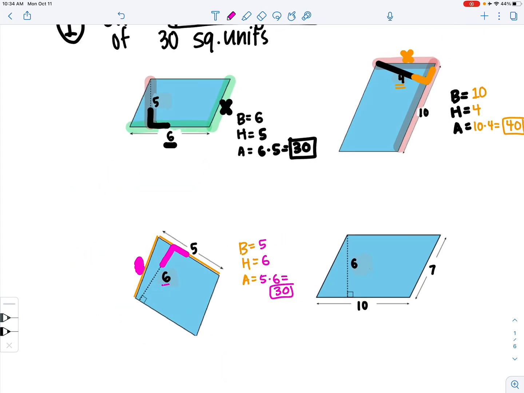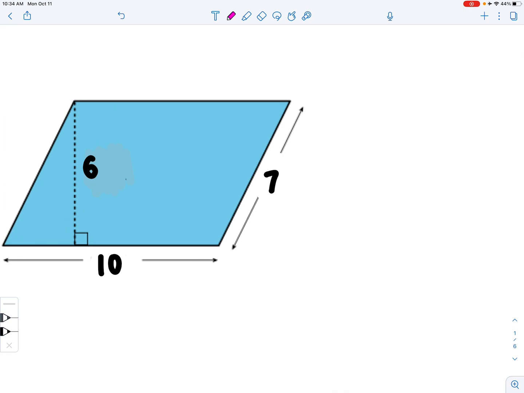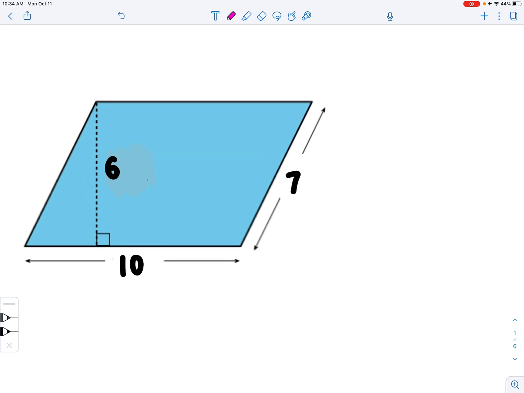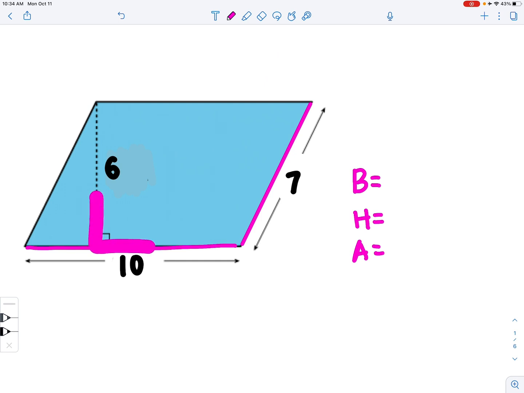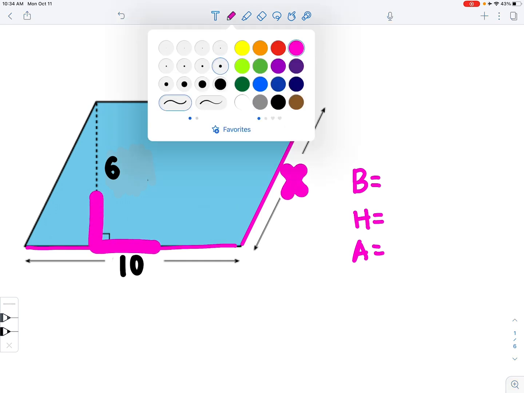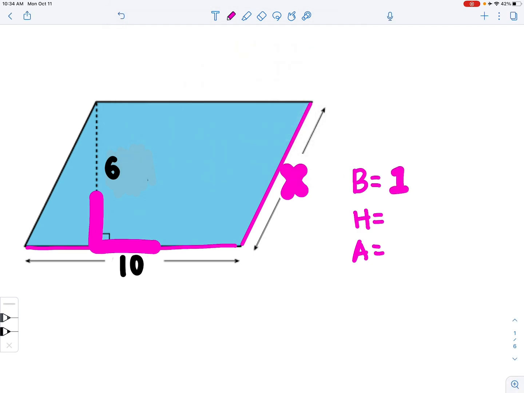All right, last one. So we need to find the base, height, and area of this parallelogram. Go ahead and pause the video and push play when you're ready. Okay, so the base could either be the 10 or it could be the 7. Which one of those is making a right angle or a perfect L shape with another line? The only perfect L shape I see is this one here. So in that case, we're not going to use the 7. Our base will be the 10. Our height will be the 6. So the area is going to be 10 times 6 equals 60.